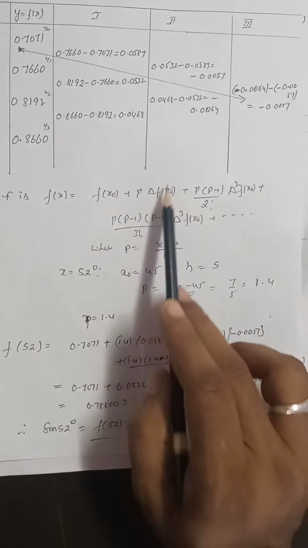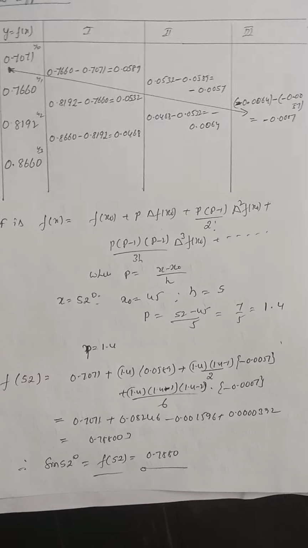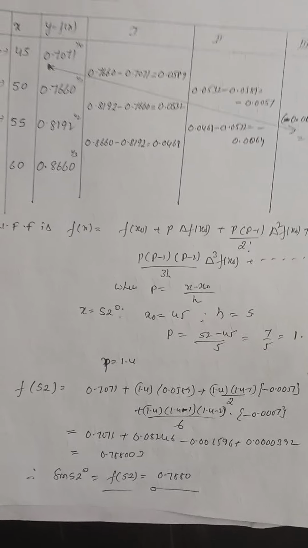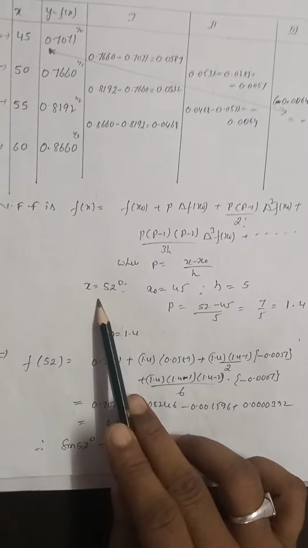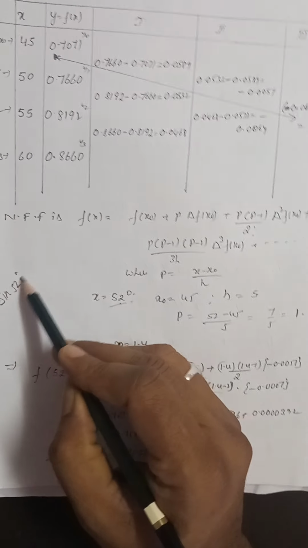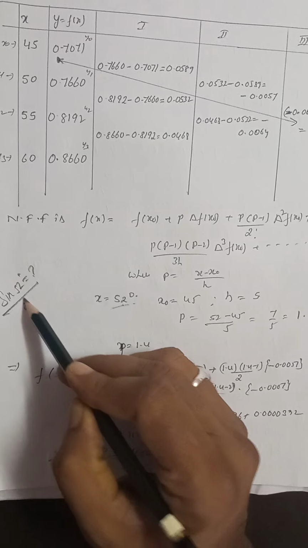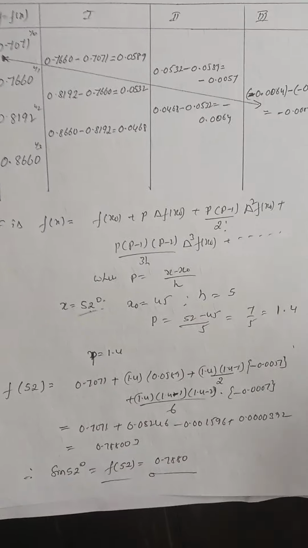Newton's forward formula is f of x is equal to f of x naught plus p into delta f of x naught plus p into p minus 1 by 2 factorial into delta square f of x naught plus so on, where p is x minus x naught by h. At x is equal to 52 degrees, what is asked? sin 52 degrees is equal to question mark. This is the x value. At x is equal to 52 degrees, what is the function value?